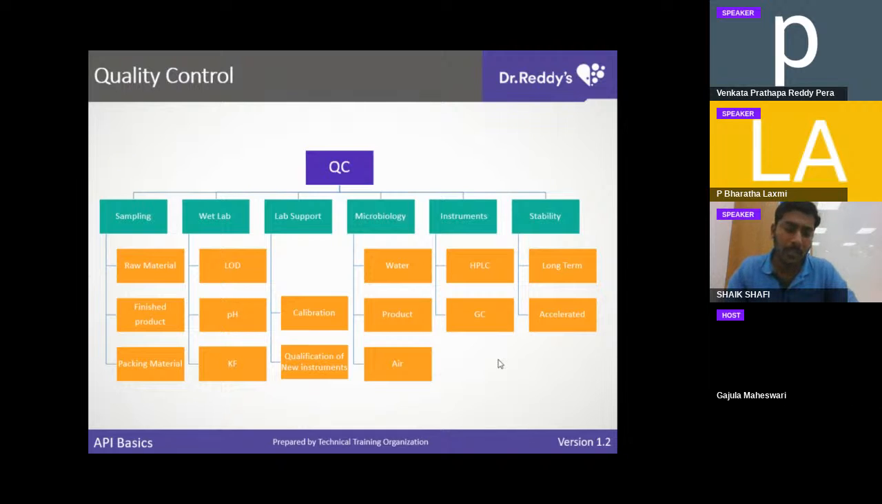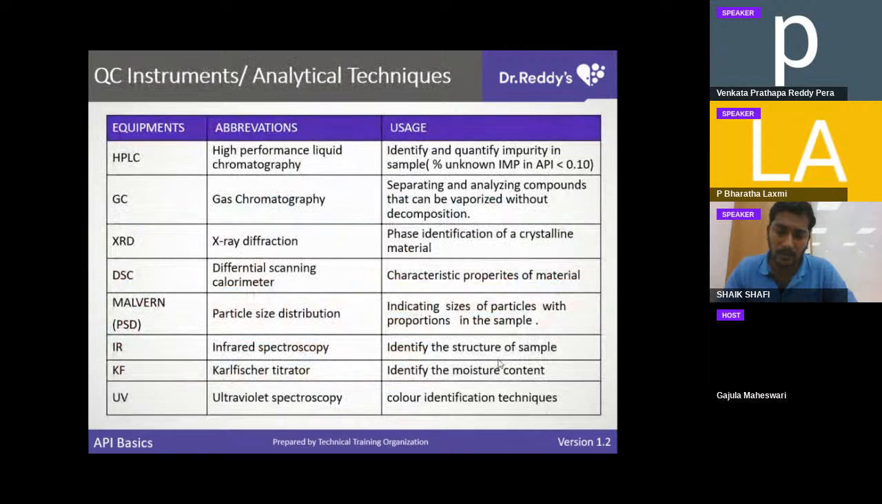I hope it's okay. Basically, the main purpose of stability is to provide shelf life for the product, that is, expiry or shelf life. Again, some instruments we are using in the QC. One is HPLC, high performance liquid chromatography. This is to identify unknown impurities. In any product, if you want to identify unknown impurities, we use HPLC.